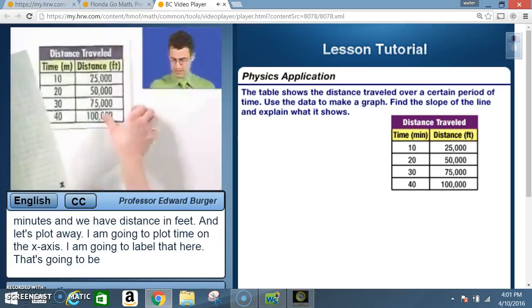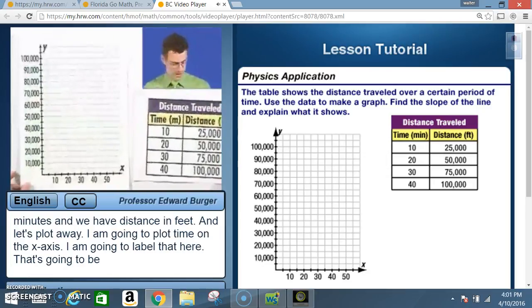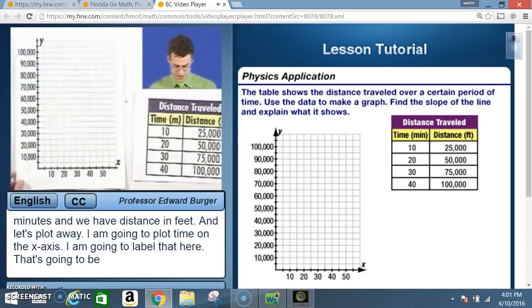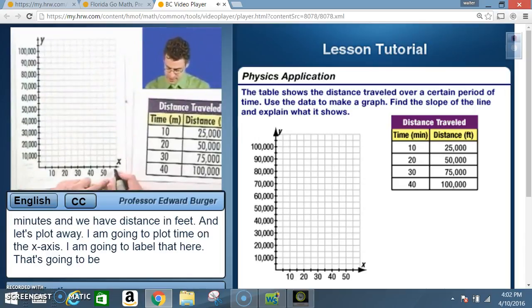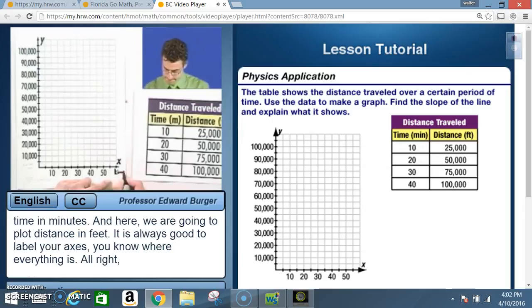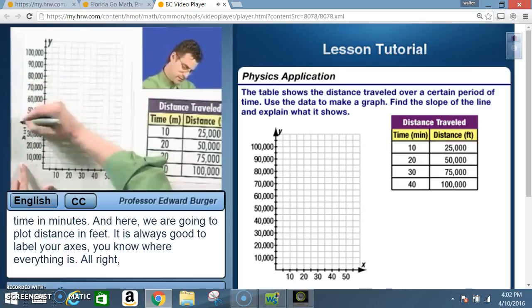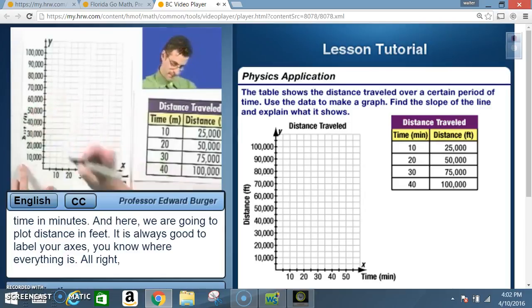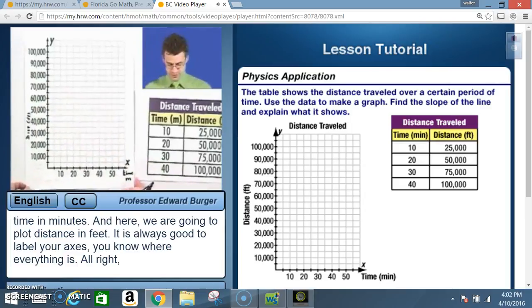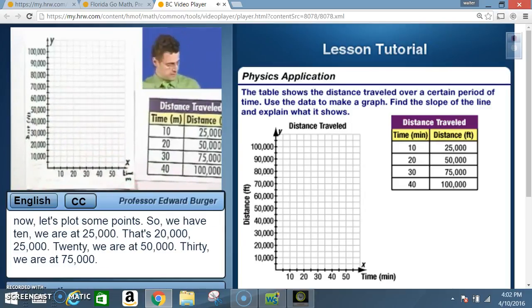I'm going to plot on the x-axis time, so I'm actually going to label that here. This is going to be time in minutes, and here we're going to have distance in feet. It's always good to label your axes so you sort of know where everything is. All right, now let's plot some points.